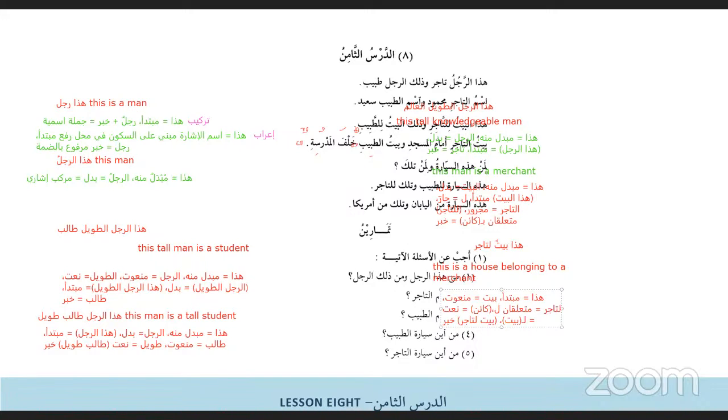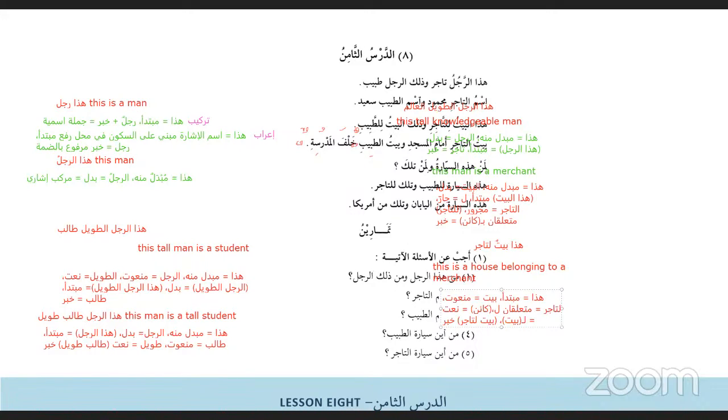I hope that I've opened up your understanding of the different dynamics of the Ismul Ishara, where we have the simple one, هذا رجل, this is a man, and هذا الرجل, this man. The simple difference between those two. هذا رجل is a complete sentence, mubtada khabar. هذا الرجل is mubdal min badal, just a phrase. Does not become a complete sentence. Then we extended this sentence. We gave a few examples. هذا الرجل الطويل طالب.